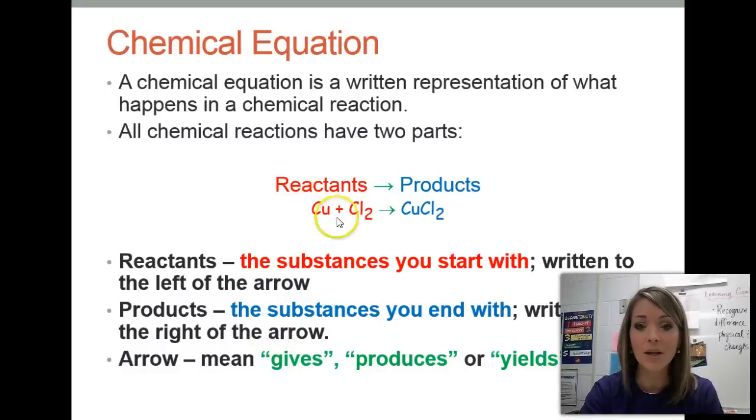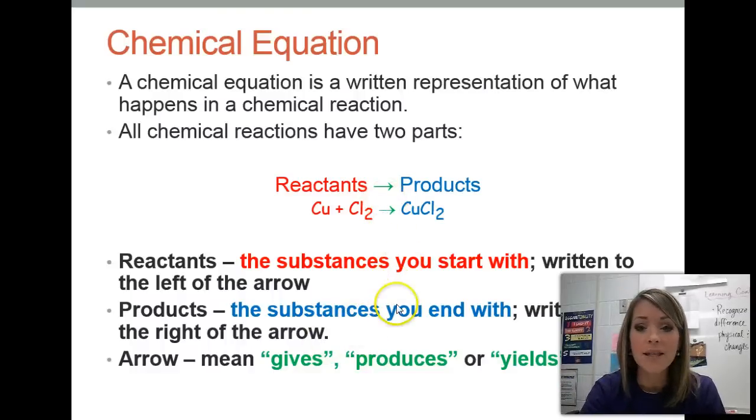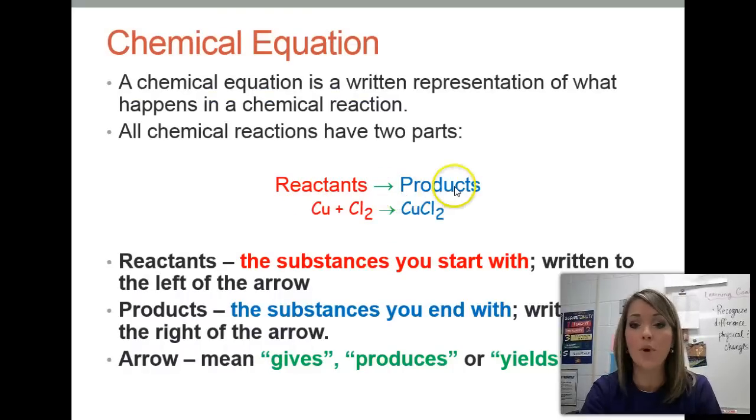So the reactants are here in red, and the reactants are going to be the things that you start with, the things that are going together and reacting with each other. That's why they're called the reactants. And then here in blue are the products, and the products are the things you end up with, the things that get produced. And the reactants are going to go on the left side of the little arrow. The products are going to go on the right side of the little arrow. And the arrow reads is gives, or you can say produces, or you can say yields. So here we're saying that the reactants react together to yield the products. Copper and chlorine react together to yield copper chloride.